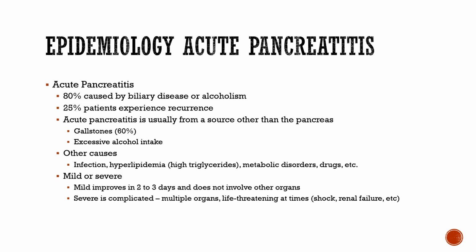Acute pancreatitis can be mild or it can be severe. If it's mild, it tends to improve in 2 to 3 days, and it doesn't involve other organs. If it's severe, it can be complicated, involve multiple organs, and actually become life-threatening at times and put the person into shock, renal failure, and so forth. This is not something that we are going to manage in primary care. If someone comes in and we suspect acute pancreatitis, we're going to send them to the ER for an evaluation.